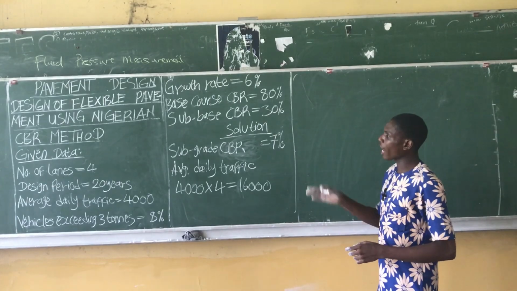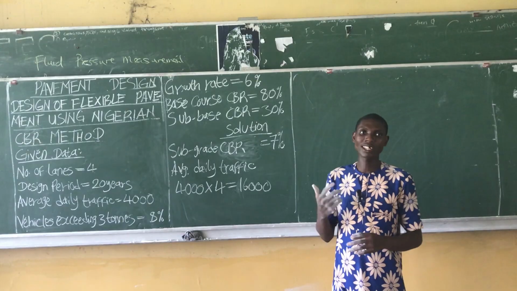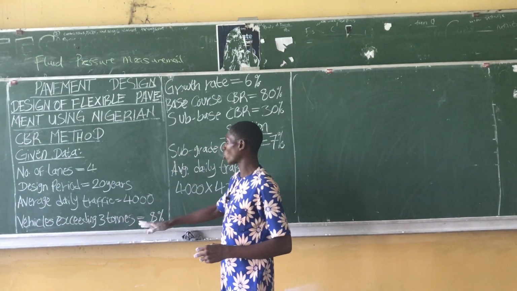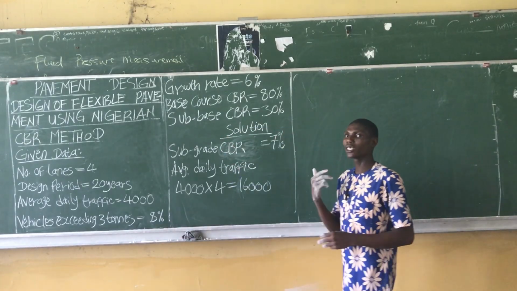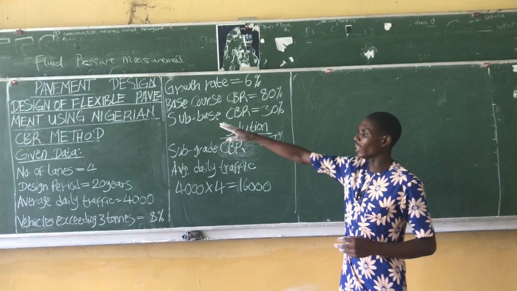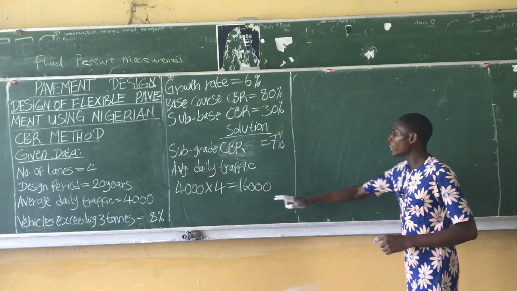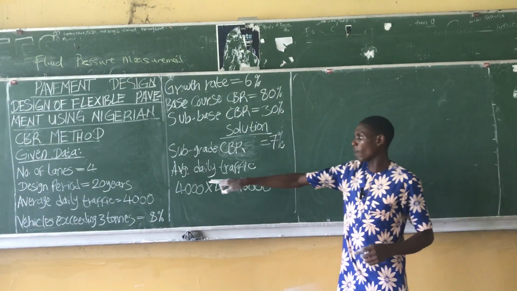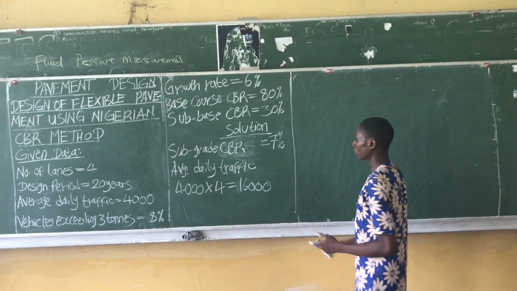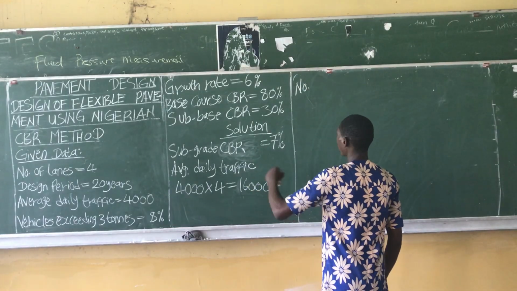Now, in designing our flexible pavement, we do not consider all the traffic. What we consider is the traffic that is causing failure. And from the problem, we are given that the percentage of vehicles exceeding 3 tons weight is what? 8%. So it is the vehicles that are exceeding 3 tons weight that are causing failure to the pavement using the Nigerian CBR method. So of this traffic that we have, 8% of it are vehicles that are exceeding 3 tons. And they are the ones causing what? Failure to the pavement.